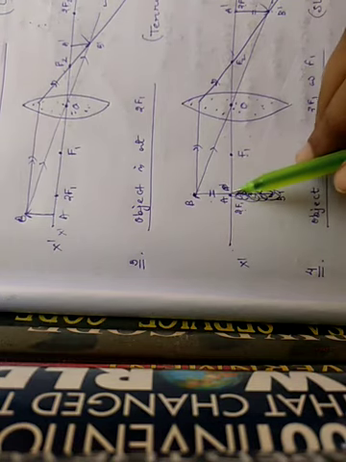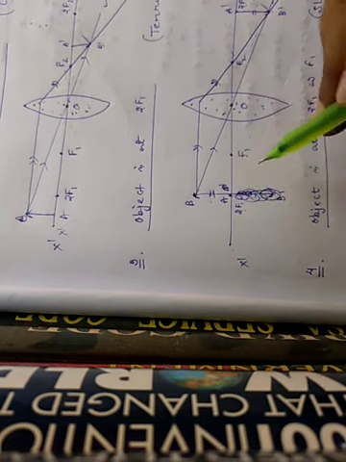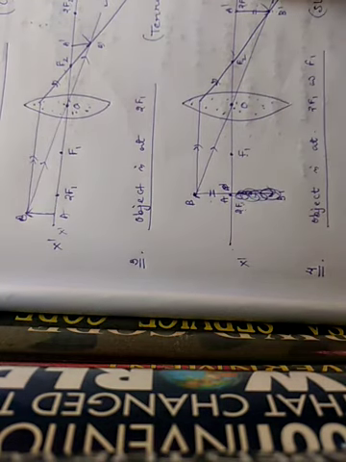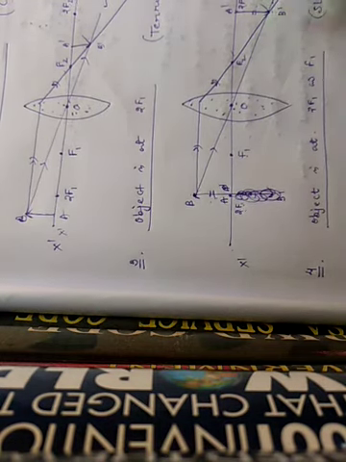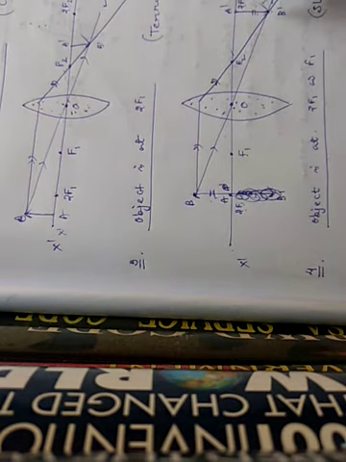Now you see, object is at 2F1 and image is formed at 2F2. Image size is the same as object size, and nature of the image is real, inverted and same size.